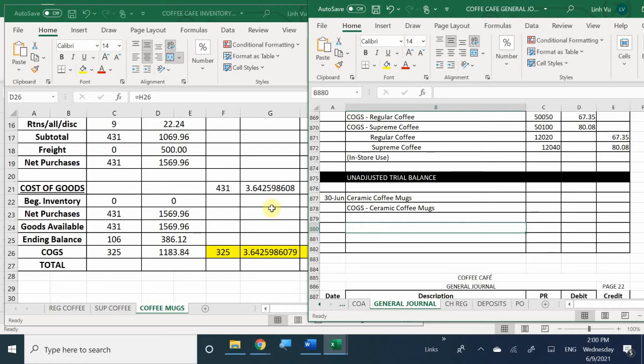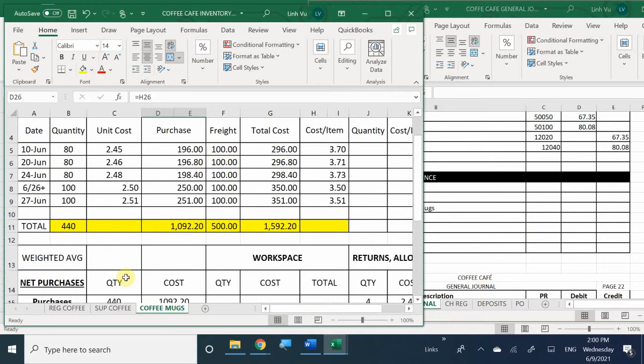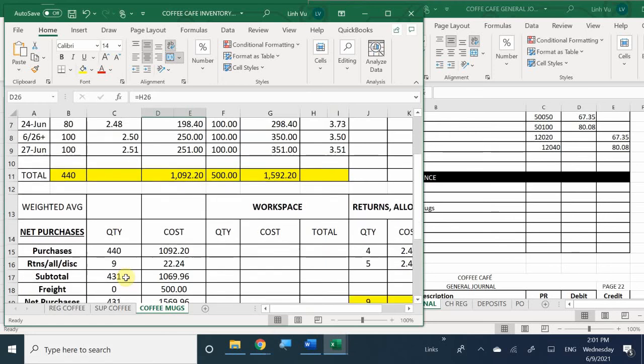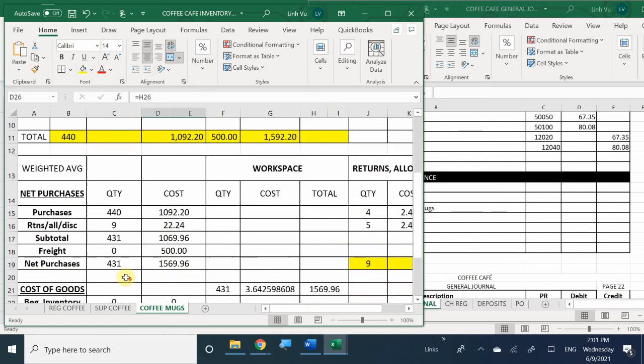What was our original purchase? How many cups did we actually purchase in the very beginning? 440. So now we need to take that amount and convert it, right? Because do we have all 440 items? No. What happened? We sold some. What else happened? Some got returned. We got some returns, and what else happened? We have some left over.